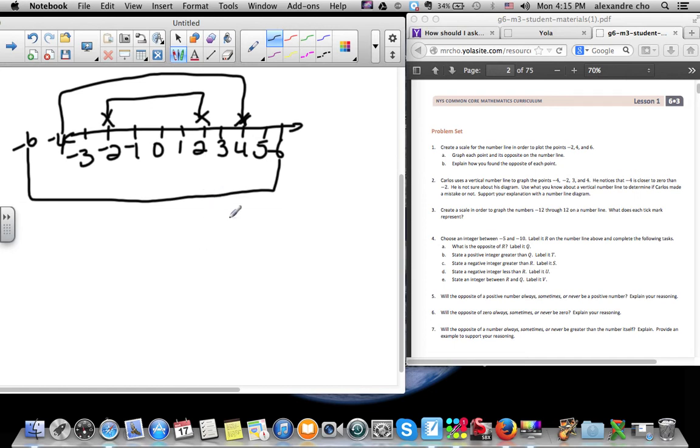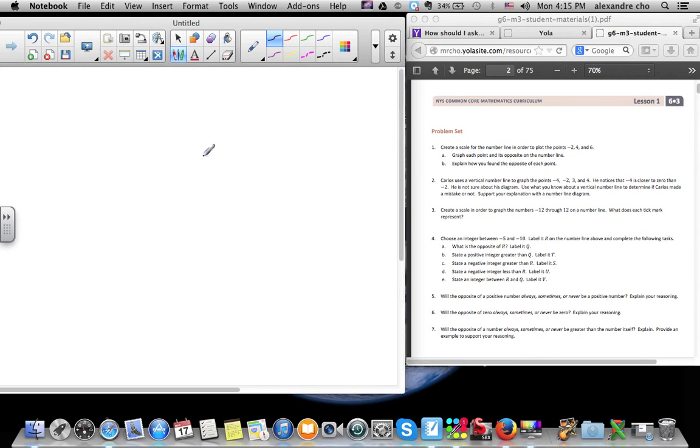Collins uses a vertical line graph to graph the points. Okay, so a vertical number line is one that goes like this instead of horizontal. This one's going to go up and down. 0, 1, 2, 3, 4. So that's 3, and this is 4. And -1, -2, and we want -4. You notice that -4 is closer to 0 than -2.